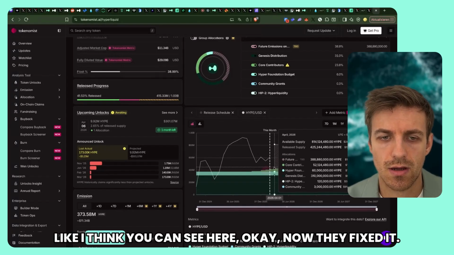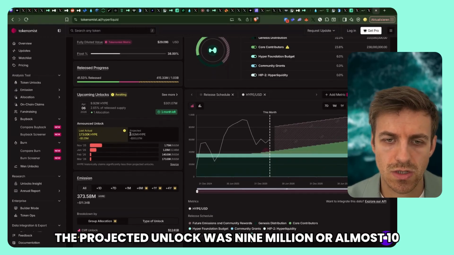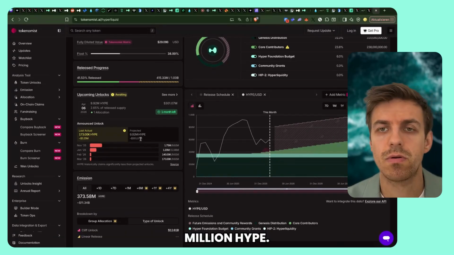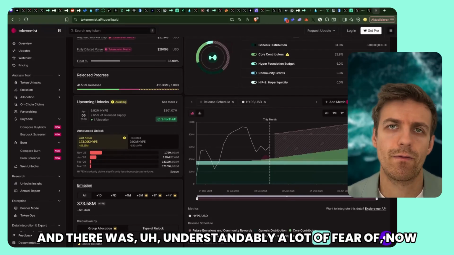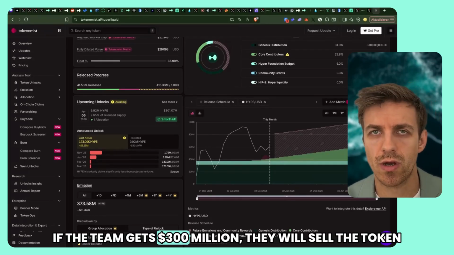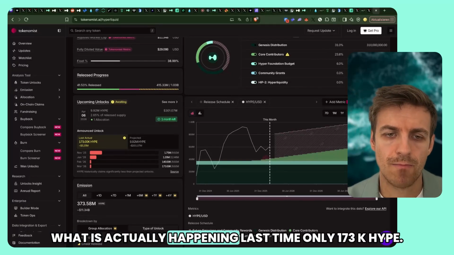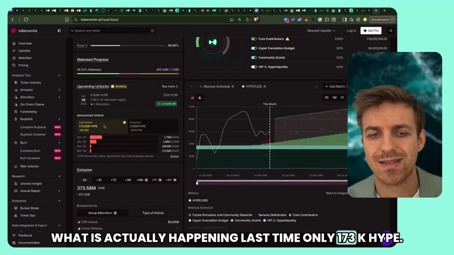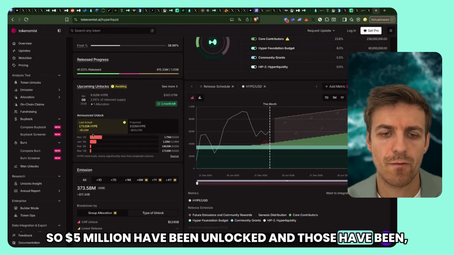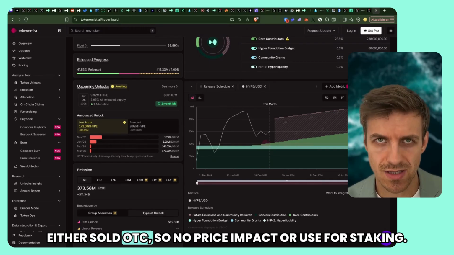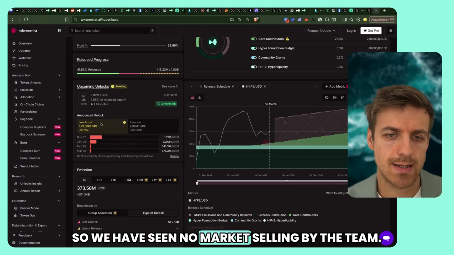Like I think you can see here, okay, now they fixed it. The projected unlock was 9 million or almost 10 million hype, which would be about $300 million. And there was understandably a lot of fear of, oh, now if the team gets $300 million, they will sell the token and nuke the hype price. What is actually happening? Last time, only 173K hype, so $5 million, have been unlocked. And those have been either sold OTC, so no price impact, or used for staking. So we have seen no market selling by the team.